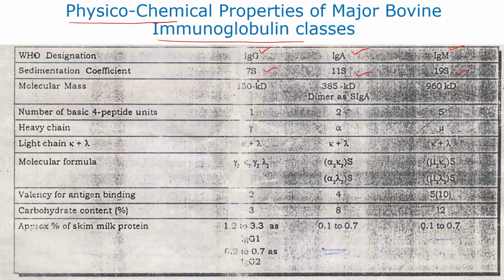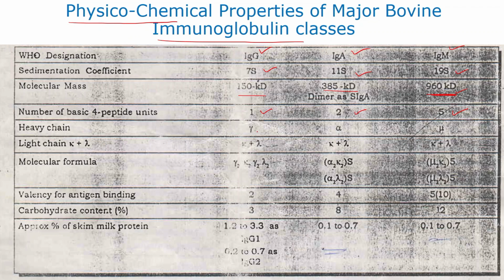Now the molecular mass of IgG is 150 kilodalton, and IgA is a dimer, around 300. Of course it also has the secretory component and J chain, so it is 385 kilodalton, and then IgM is around 5 times that of IgG, around 960 kilodalton. If we see the number of basic four-peptide units, IgG has 1, IgA has 2 subunits, and IgM has 5 subunits.